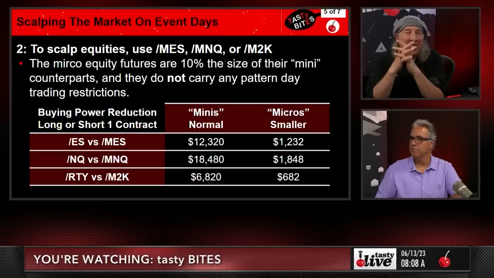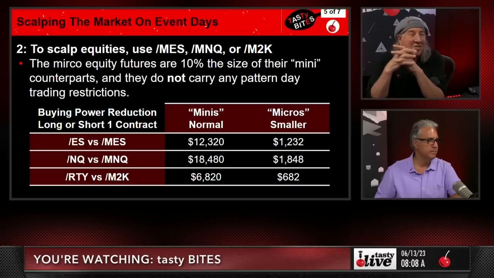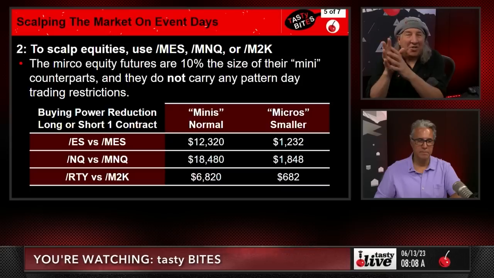So to scalp equities, you can use MES, MNQ, or M2K. MES is the S&P, MNQ is the NASDAQ, and M2K is the micro Russell. They're all liquid. The micro equity futures are 10% the size of their mini counterparts. They do not carry any pattern day trading restrictions, nor do their options. As you can see on the right-hand side of the page, the amount of capital required to make those trades is 1/10 the size exactly.